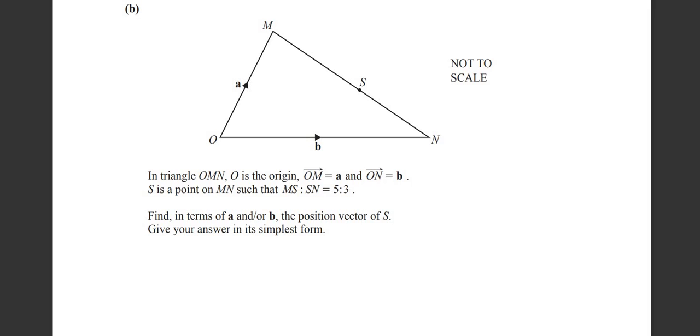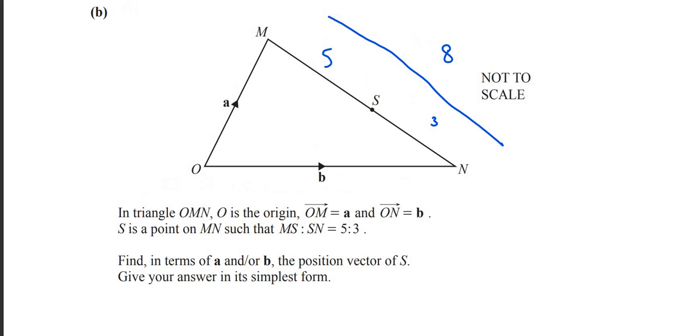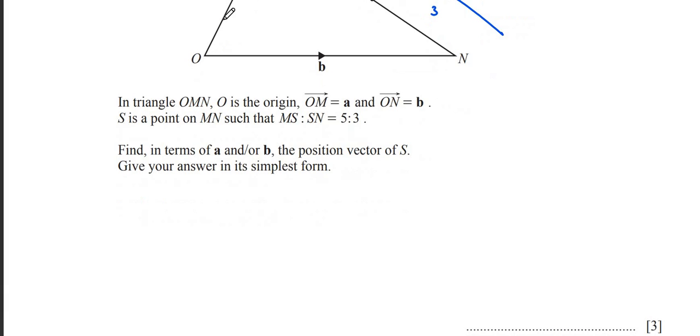Moving on to part B. It says that in triangle OMN, O is the origin, OM is A, and ON is B, and S is a point on MN such that the ratio MS to SN is 5:3. So the whole line is actually 8. Find, in terms of A and B, the position vector of S. Give your answer in simplest form.